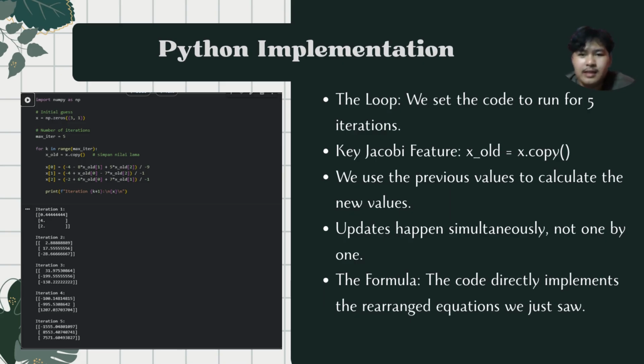Next, we go to the Python implementation. The most important line to notice is where we copy x to x_old. This is the definition of the Jacobi method. We use the values from the previous step to calculate the new step simultaneously. We set this to run for 5 iterations to see how the values behave.